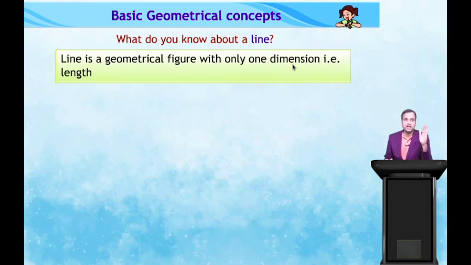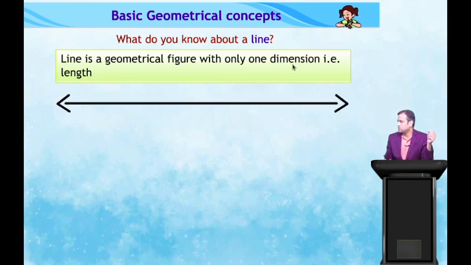Okay, so what is a line? It is a geometrical figure with one dimension. What is a point? A geometrical figure with zero dimension. A line is a geometrical figure with only one dimension. And what is its dimension? It is length. Okay, I think now you got the definition. So this is called a line. It is also a line, and this is also a line. It has only length.